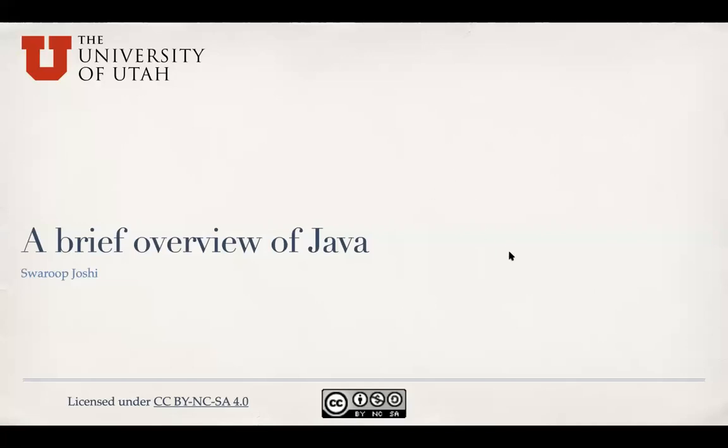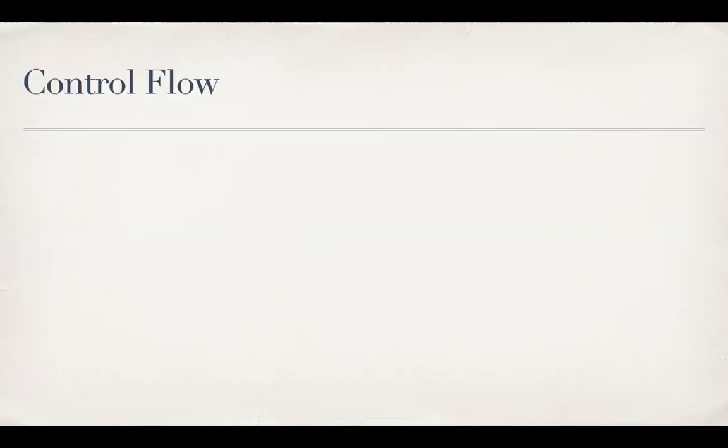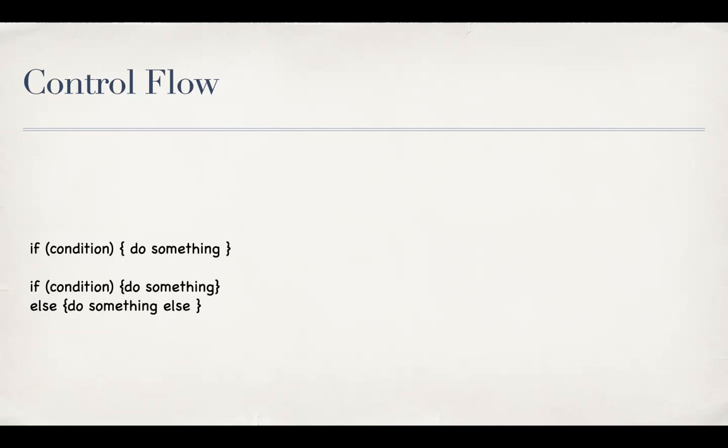All right, continuing our discussion on a brief overview of Java. Next thing we'll look at is control flow. Control flow in many languages is basically the if and if-else. This is the syntax: if condition, then in curly braces, a block of statements to be done if the condition is true. There is also the if-else format. So if condition, do something, else, do something else.